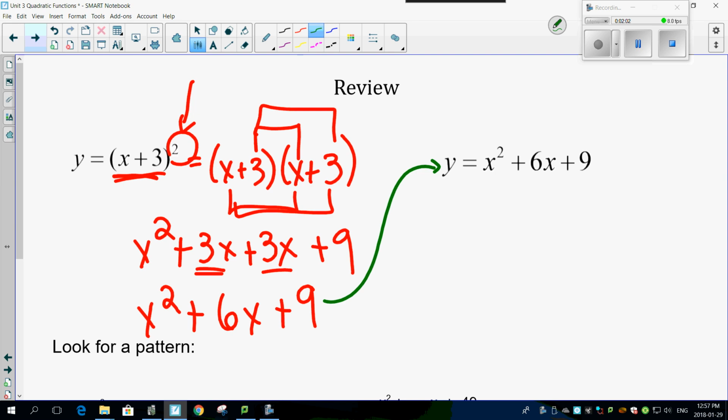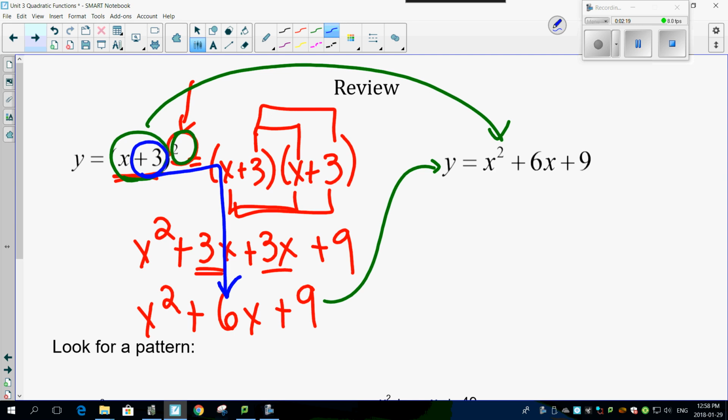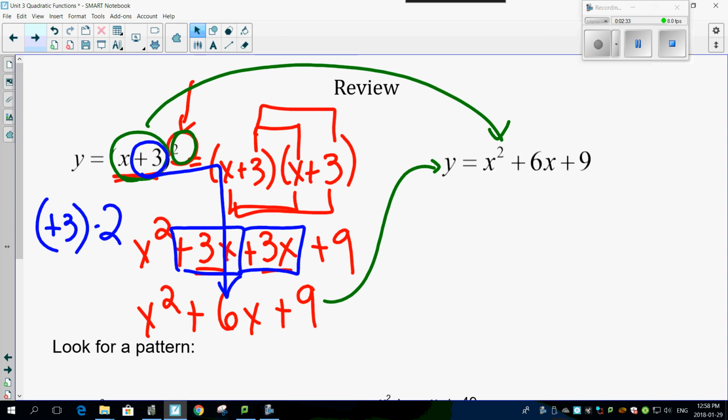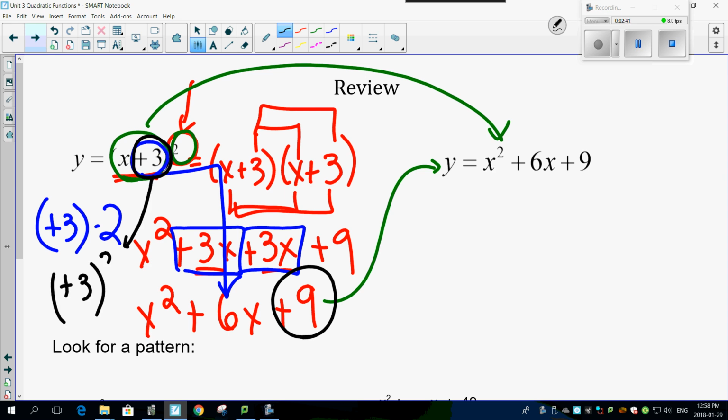But I want to know, is there an easier way to go from here to this, because it's a square, without even thinking? Well, yes, there is. And it's easy to see if you look for the pattern. Look, positive 3. This becomes positive 6. So the only thing here is this positive 3 was doubled. Why? Because it's plus 3x plus 3x. And then look at the 9. All it is is this positive 3 now squared.